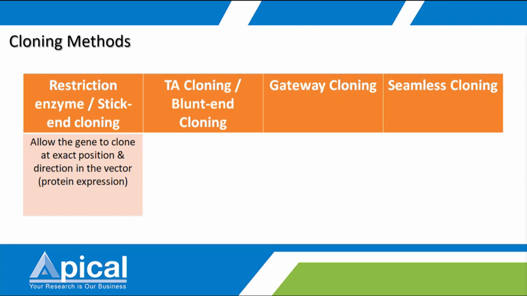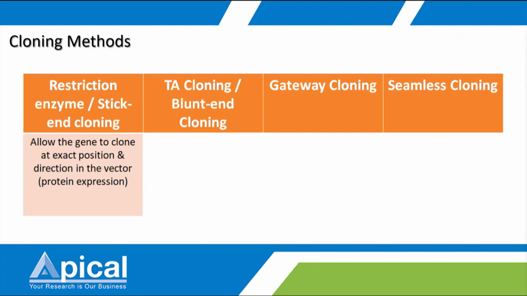This is very important for protein expression studies, where you want to make sure the expressed protein is functional. Then TA cloning or blunt end cloning uses the advantage that Taq polymerase produces a poly A tail on the PCR product, so you can directly clone the PCR product with the TA cloning method.